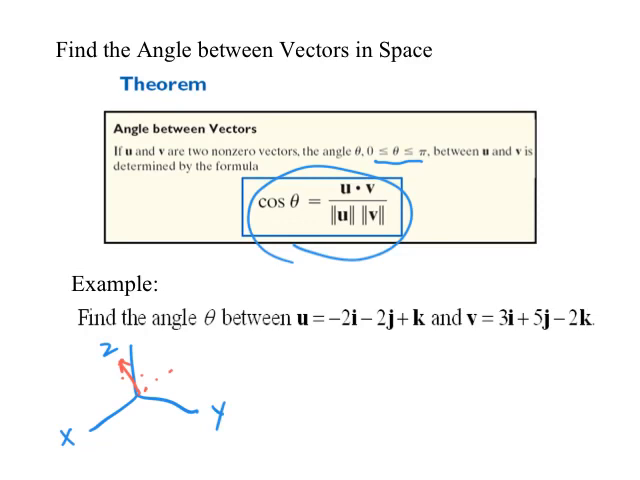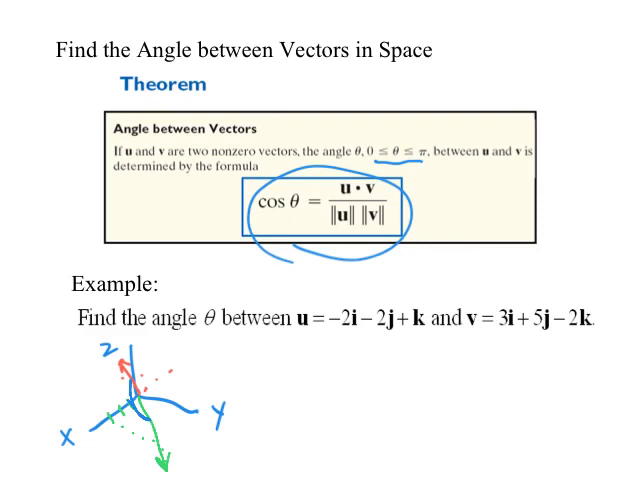And then v, I'll do in another color. 3 on the x, 5 on the y: 1, 2, 3, 4, 5. And then down 2. So this vector here is like here. But as you can see, it's really hard to tell, but it's definitely going to be less than 180 degrees, but it's somewhere in space. If I connect them, there's your angle between those two.